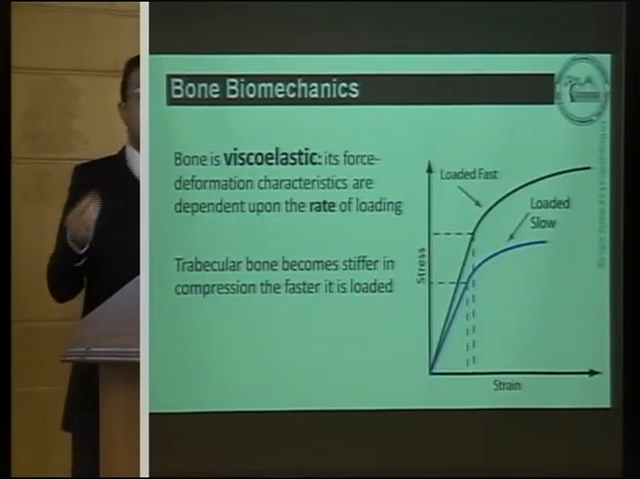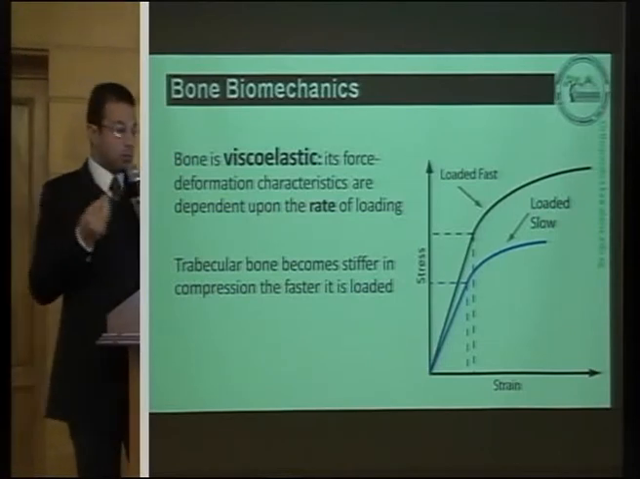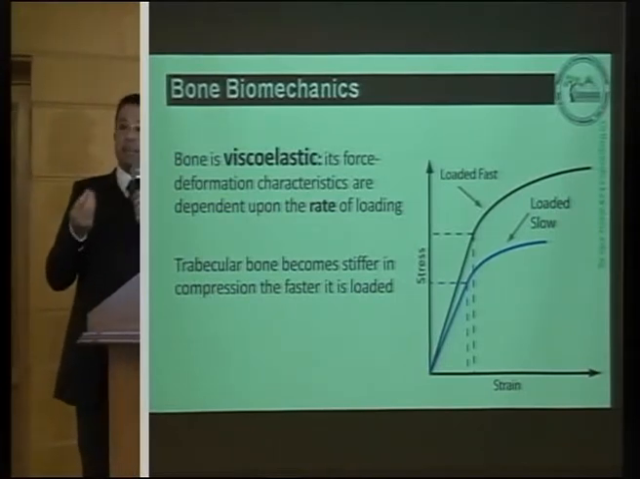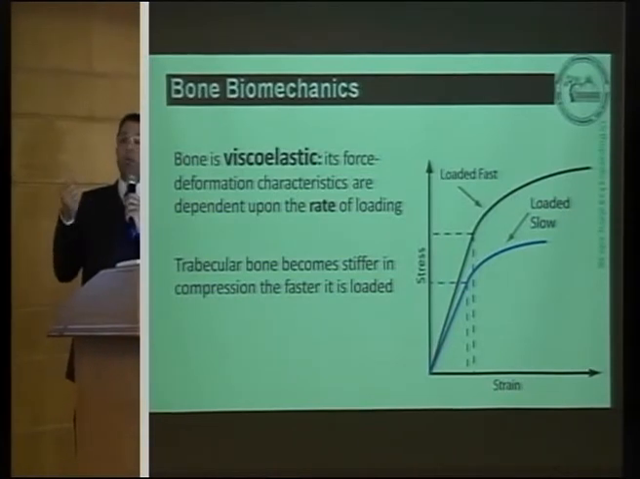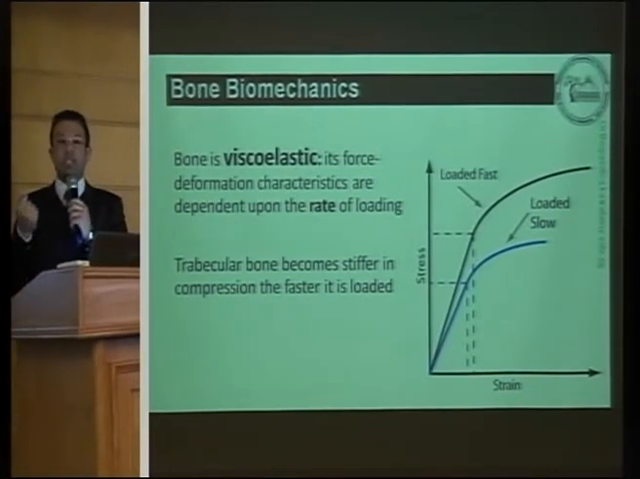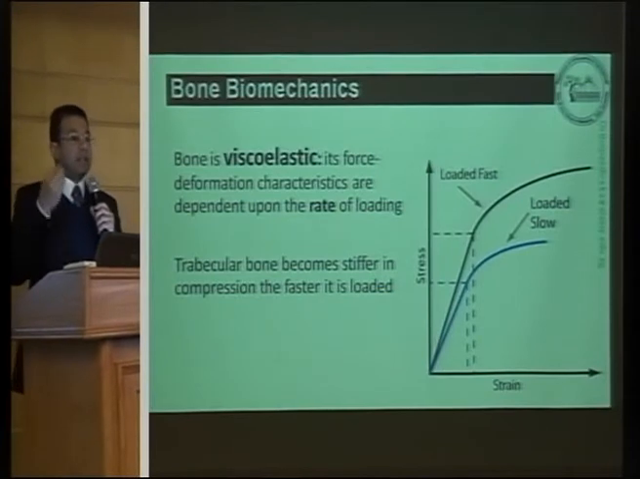The same thing applies when we say that the bone is viscoelastic, which means that it's rate dependent. So when we find a high or fast loading, we'll find that the trabecular bone is much stiffer than if it's loaded in a slow manner.